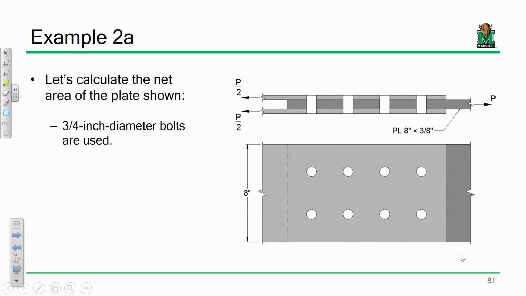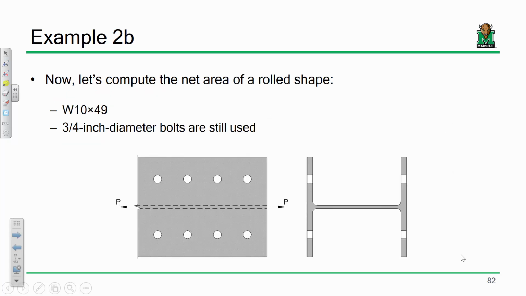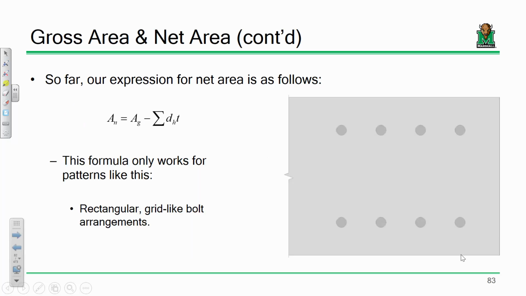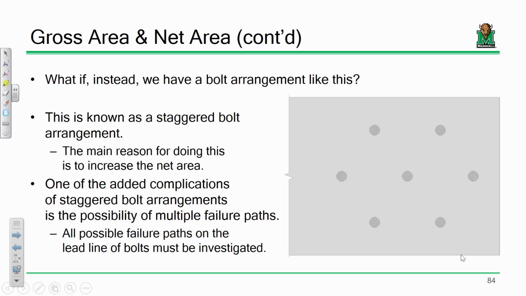What we're going to do as soon as we show up on Friday is we're going to compute the net area. Now I want to show you what we're going to do on Friday. We're going to compute loads of net areas. We're going to focus just on that. And what gets challenging is this. Our first two examples are going to be like this, where you have these grid-like rectangular patterns of bolts. But what happens when the bolt patterns look like that? What happens when they get staggered?